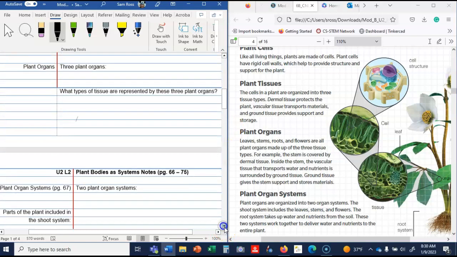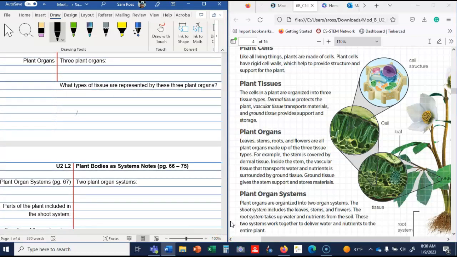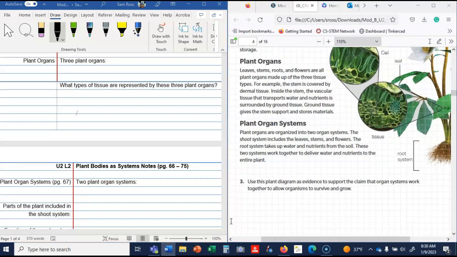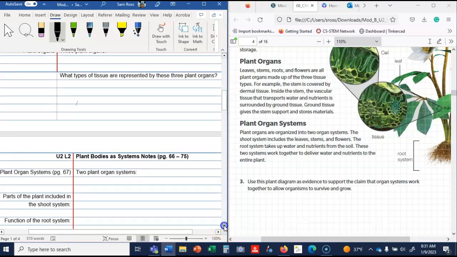Okay, and then we have 3 plant organs. So let's scroll down. Leaves, stems, roots, and flowers are all plant organs made up of the 3 tissue types. I know it says 3 plant organs, but you actually have 4 listed here. What types of tissue are represented by these plant organs? All 3 types of tissue: the vascular tissue, the ground tissue, and the dermal tissue. Okay, let's keep going.